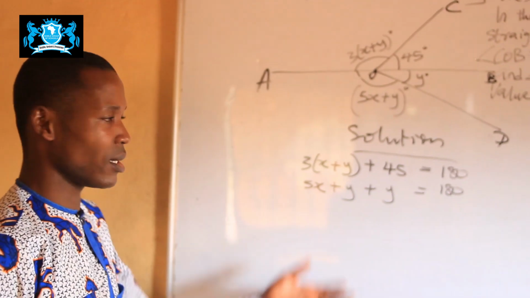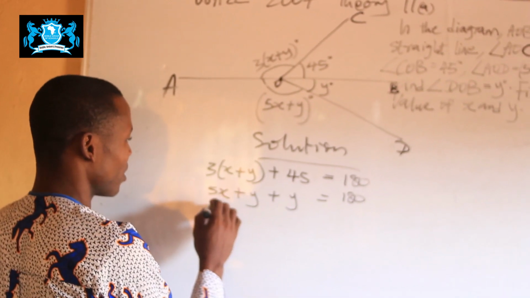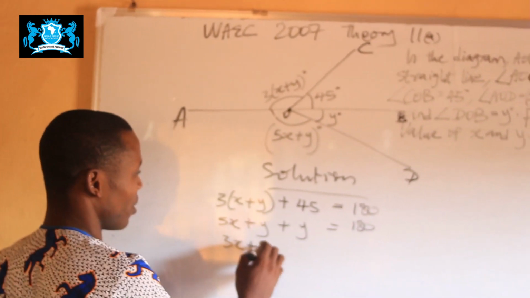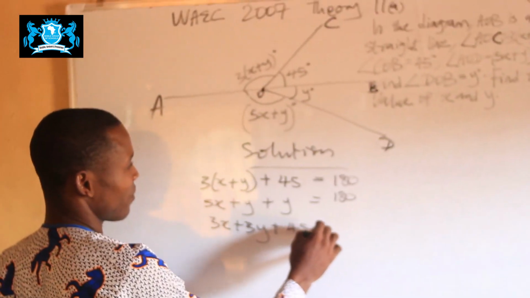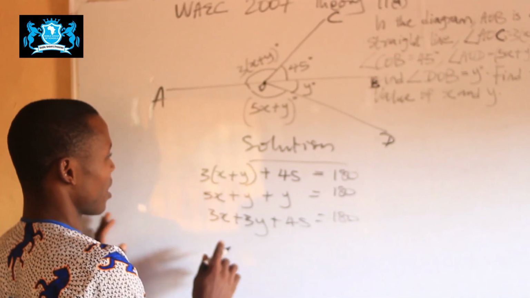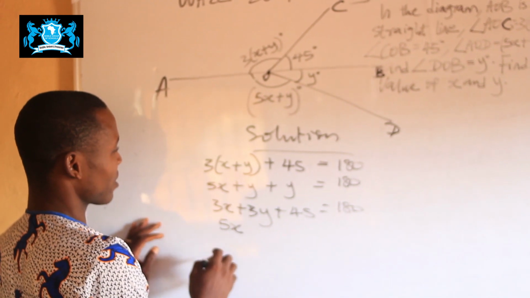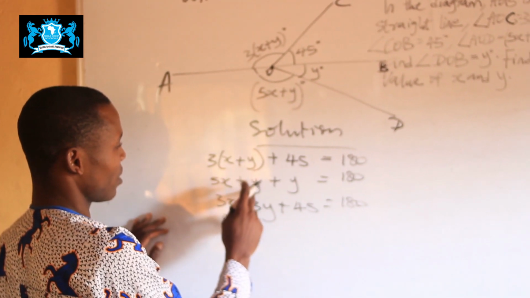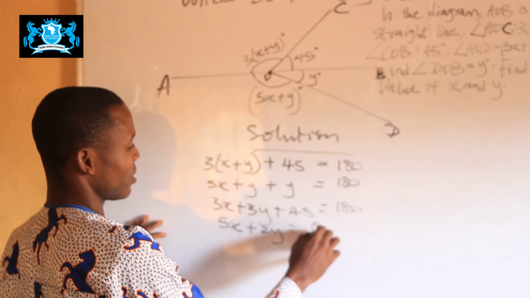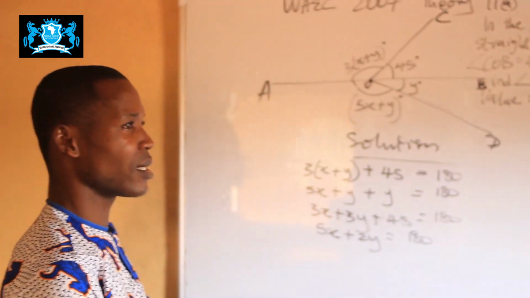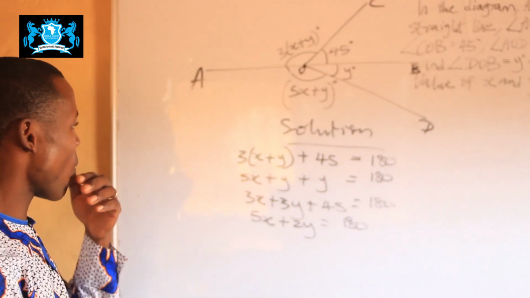Let us break these brackets. So we now have 3x plus 3y plus 45 equals 180 degrees. Here we will have 5x plus y plus y, that is 2y, equals 180 degrees. The question now is, we are asked to find the value of x and y.